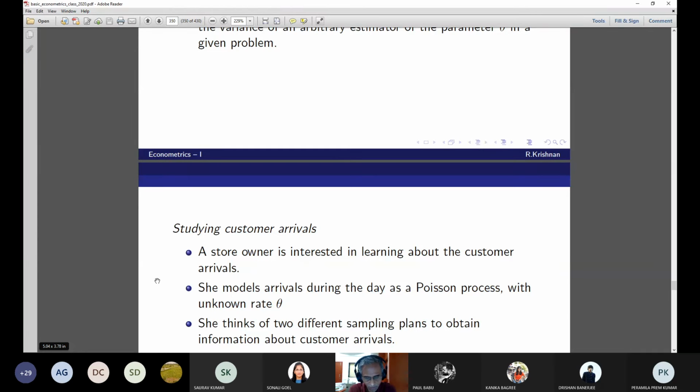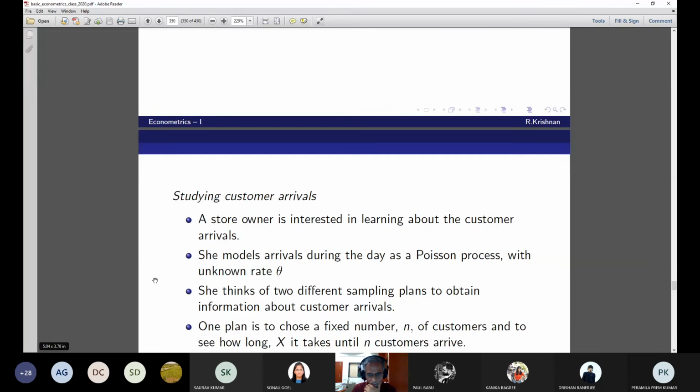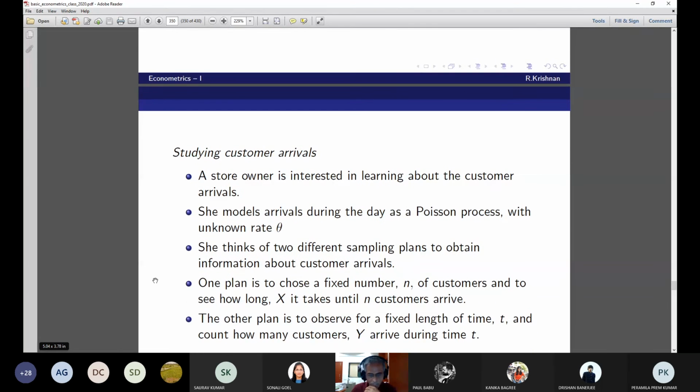What could be the other plan? There is one other plan. Look at this. One plan is to choose the fixed number n. That is what you are suggesting, Saurav. Yes, sir. I was fixing the number to 1, and see how long X it takes until n customers arrive. That is one way of doing it.